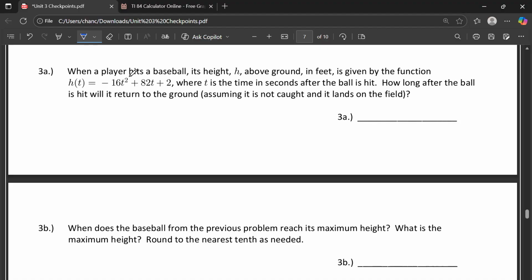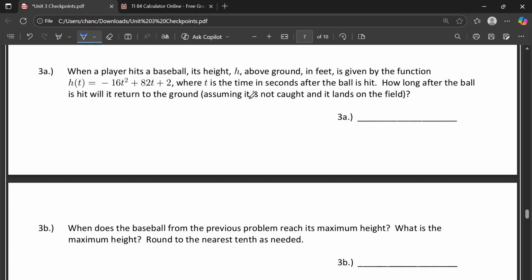Okay, now I know what t is. So if I hit the ball and I wait for 1 second, then it's going to be at some height. If I hit the ball and wait for 2 seconds, it's going to be at some height. Then I can plug the time in to figure out how high the ball is going to be. Okay, great. How long after the ball is hit will it return to the ground, assuming it is not caught and it lands on the field?